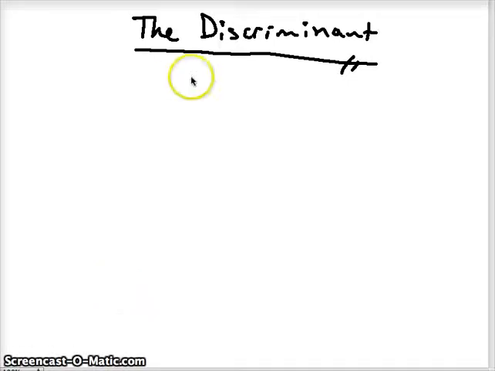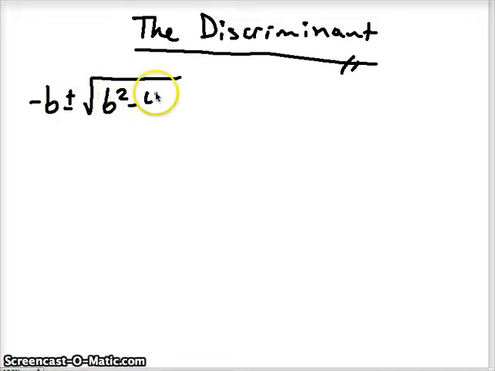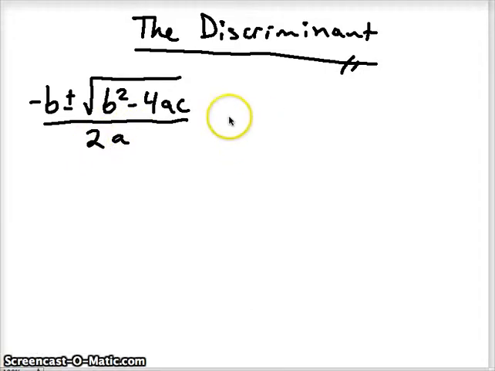In this video, I'm going to be talking about this thing called the discriminant. And the discriminant comes from the quadratic formula. So if we have the opposite of b plus or minus the square root of b squared minus 4ac, all divided by 2a, there's our quadratic formula. The discriminant is really just this part right here.